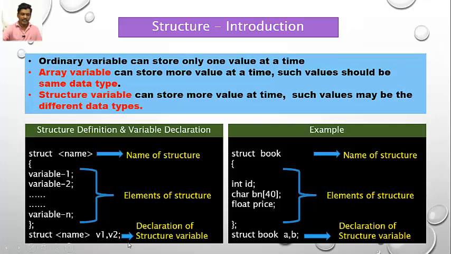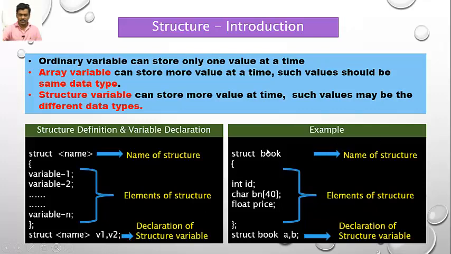Then we declare the structure variable. Just put the keyword struct, then the name that is already defined, then the variable names. At the time of declaration: struct, the structure name, then variable names v1, v2. This is the declaration of structure variable. This one is the definition of structure, with the structure name and the elements of the structure. This is the declaration of structure variable. Each variable can store different types of values.